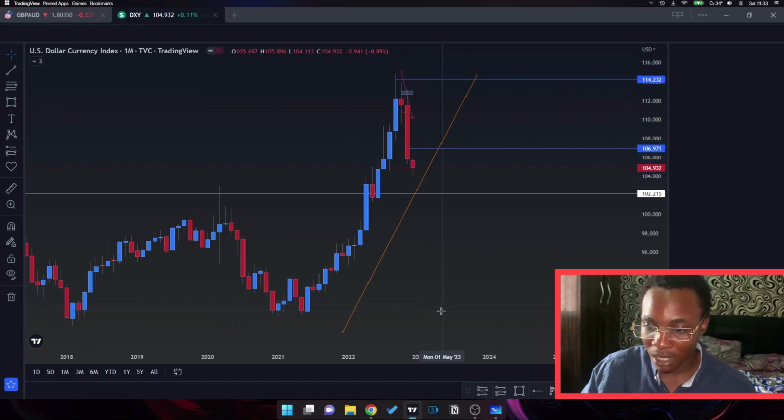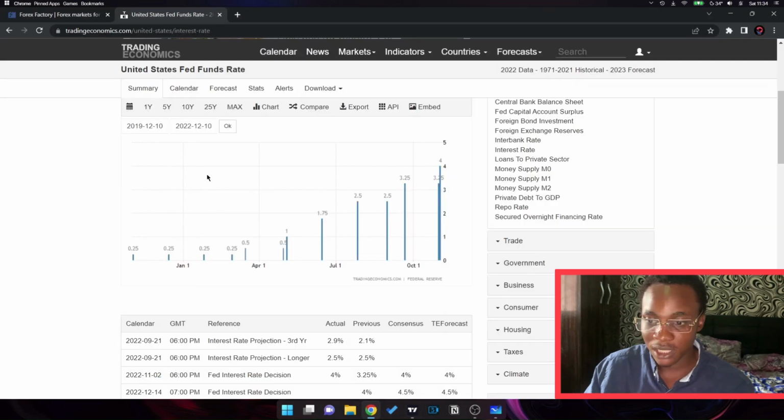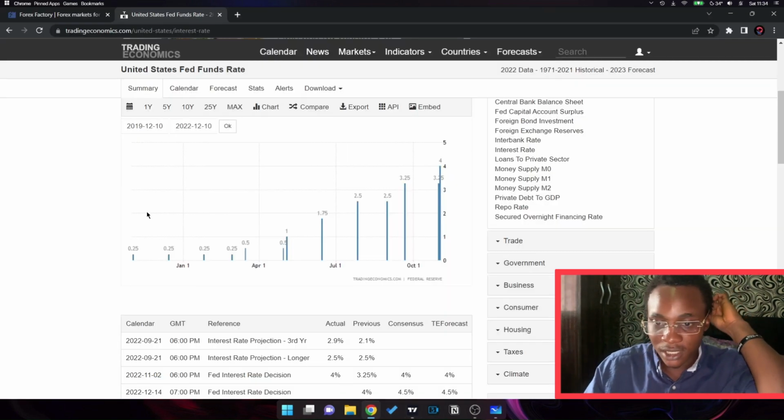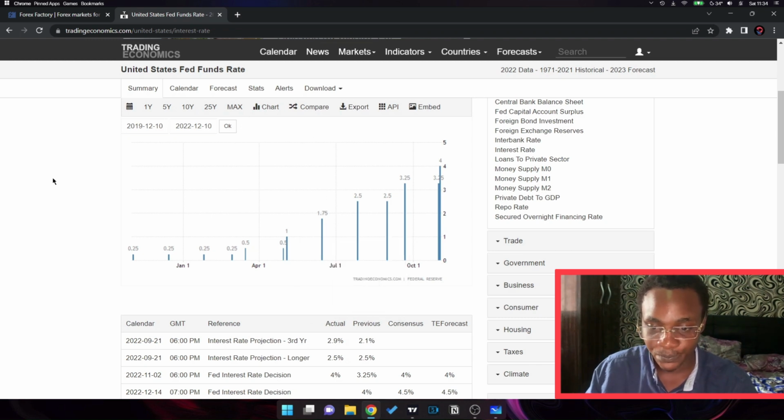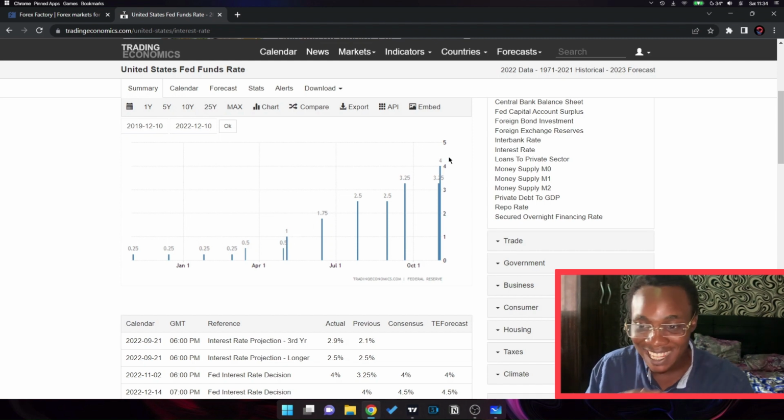So I'm going to show you how I use this on this website, Trading Economics. So this is the overall interest rate of the USD. You can see 0.25. They maintained the interest rate around there, but look at their first hike, by how many basis points? I think the first hike was in April, when they hiked it by 25 basis points, 0.5. You can see as the year progressed, there have just been interest rate hikes.